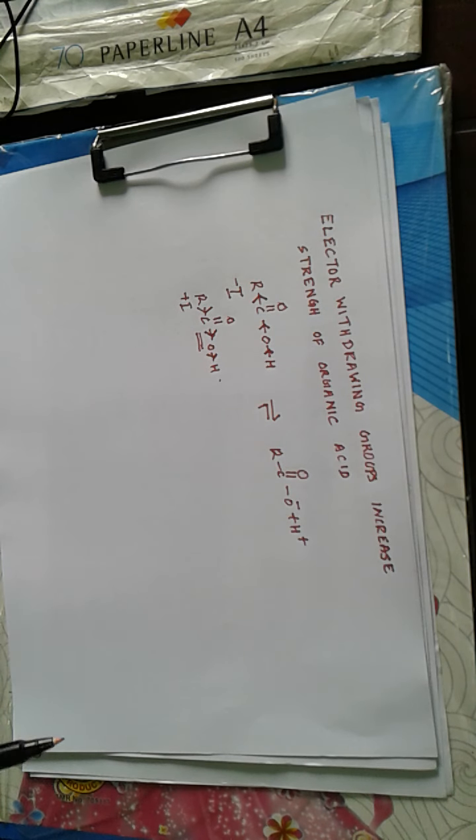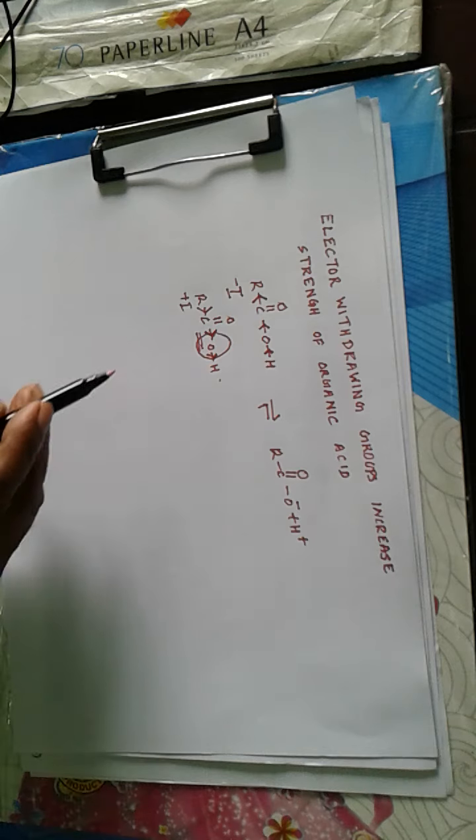So electron donating groups, due to their plus I effect, will increase the electron density around oxygen, so that oxygen will be having a lesser tendency to accept the electron pair connected to the hydrogen atom, so that the removal of the H atom as H positive is made difficult. So we can say a minus I group increases acid strength and a plus I group decreases acid strength.